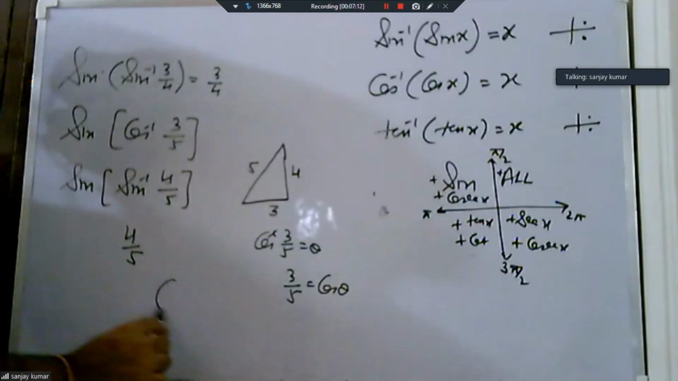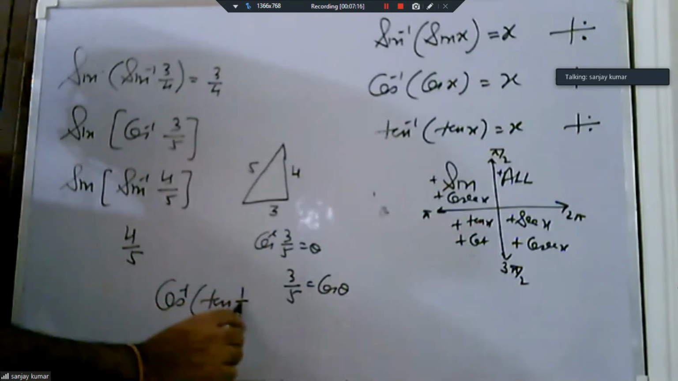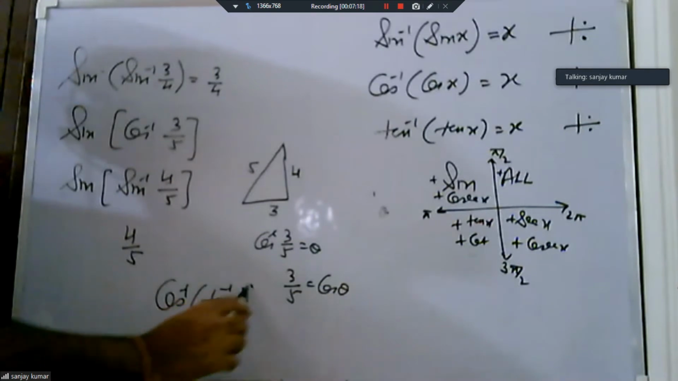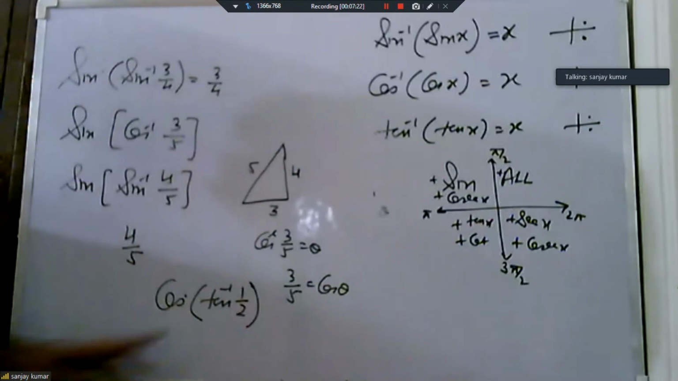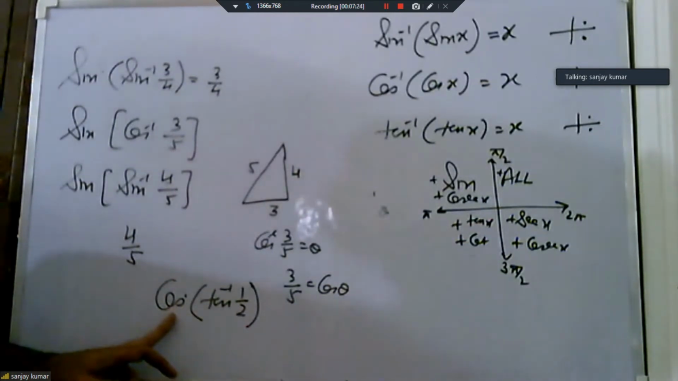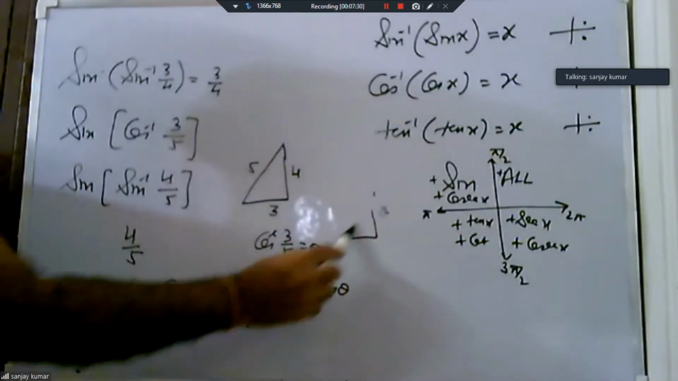Again see, suppose cos inverse of tan inverse half. Okay, tan inverse half, but this is tan and this is cos. Again the same problem. If it is cos, then it can be cancelled, but it is a tan inverse, so again you have the same problem. Then this tan we convert, again we make a triangle for it.